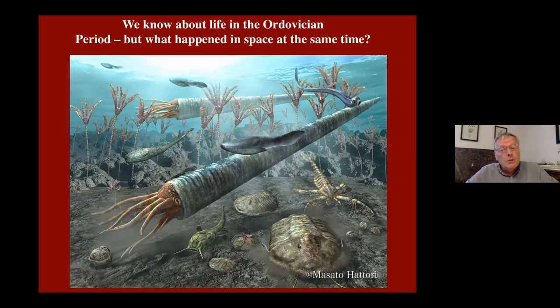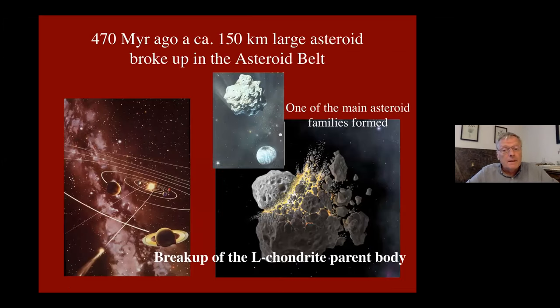But we think we know something, and this is a discovery based on a couple of different pieces of evidence. We know that 470 million years ago, an about 150 kilometer large asteroid broke up in the asteroid belt. This is the largest documented asteroid breakup event that we know of, with the type of consequences that I will discuss. One of the main asteroid families in the asteroid belt formed from this, the breakup of the L-chondrite parent body.